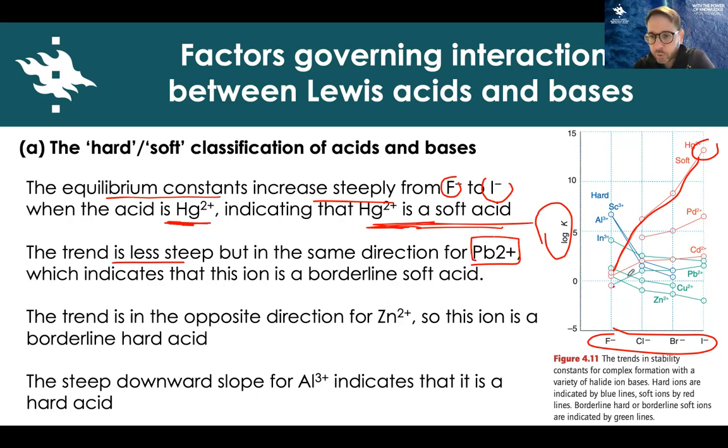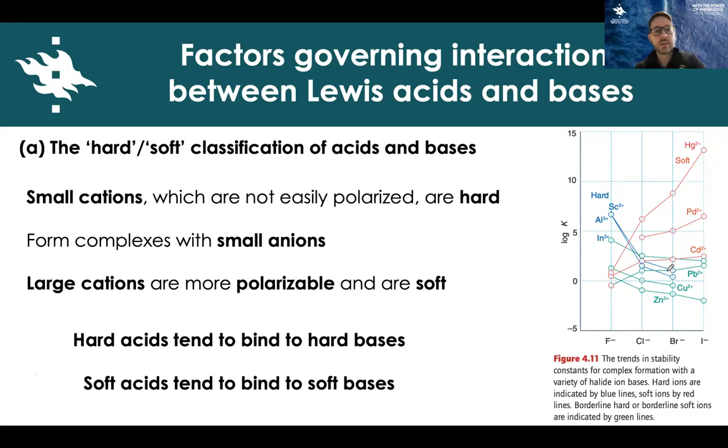a borderline soft acid. The trend is in the opposite direction for zinc, indicating that it's a borderline hard acid, and the downward steep slope for aluminum indicates that this is a hard acid.